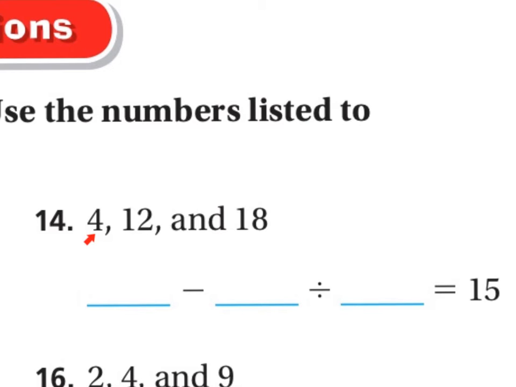So that should have been your first step. You should have realized my division should be 12 divided by 4. 12 divided by 4 is 3. Whenever I check this, I used 4, I used 12. 18 minus 3 is in fact 15, which is the answer I want. So there we go. There is our answer.